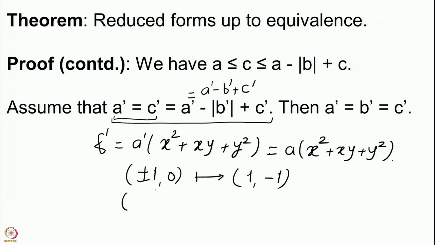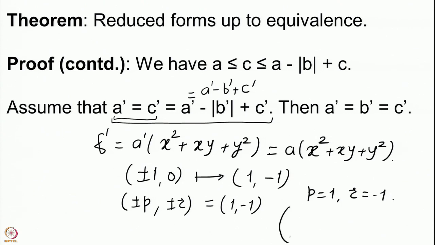So we apply Px plus Qy to this pair plus minus 1, 0 to get plus minus 1 times P plus Q times 0, plus minus 1 times R plus S times 0, equal to 1 or minus 1. We consider the case P equal to 1, R equal to minus 1, and we leave the other case as an exercise.